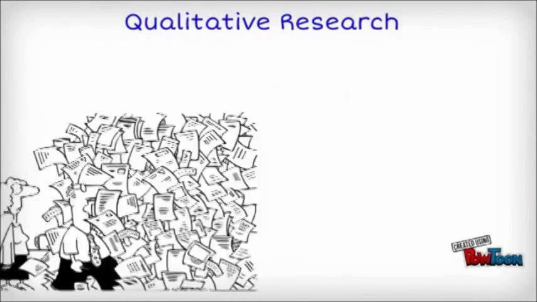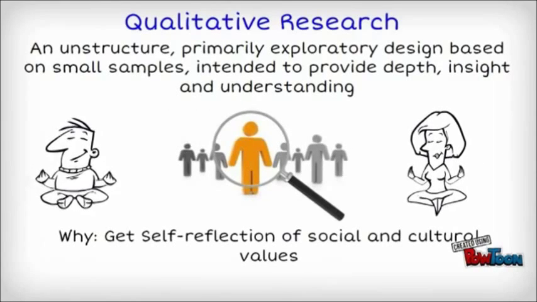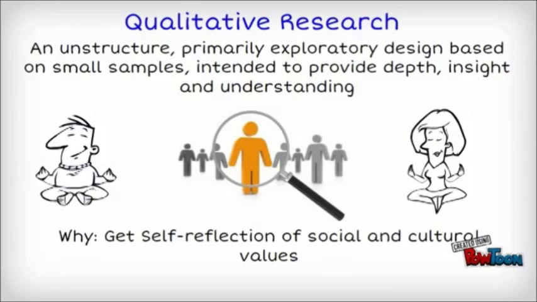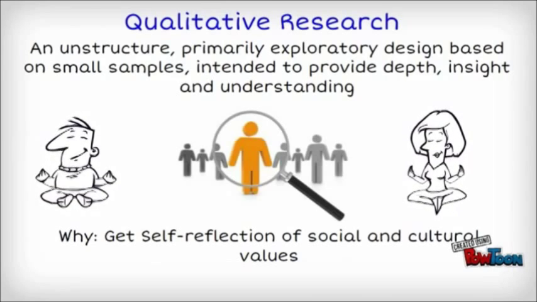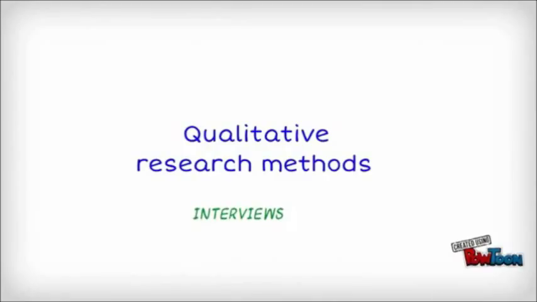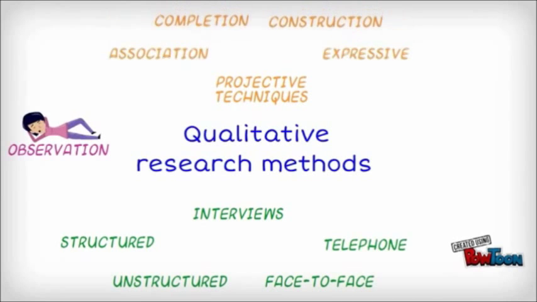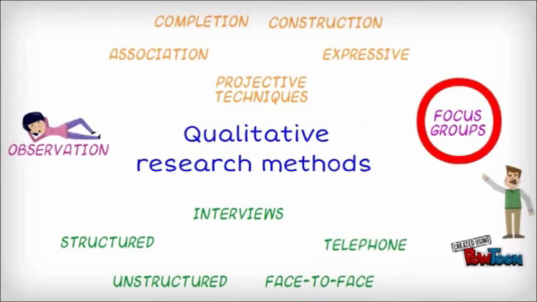First of all, they looked at qualitative research, which is an unstructured, primarily exploratory design based on small samples intended to provide depth, insight, and understanding. They hope to get useful information through individual candidates' self-reflection of social and cultural values. Qualitative research can be divided into many different methods. Direct ways include interviews and focus groups. Indirect ways involve projective and observation techniques. We are going to look at focus groups.